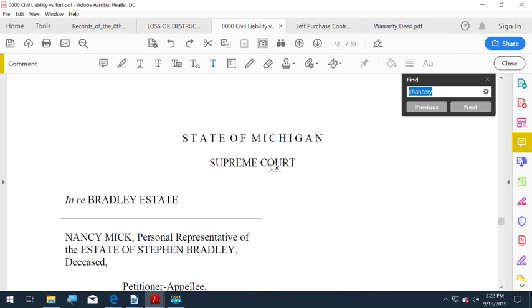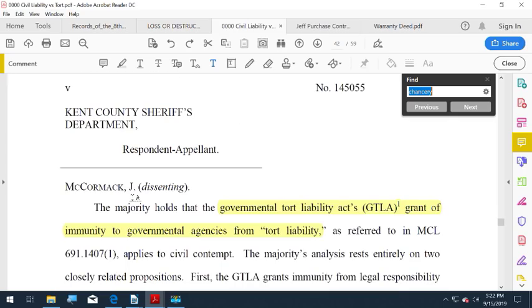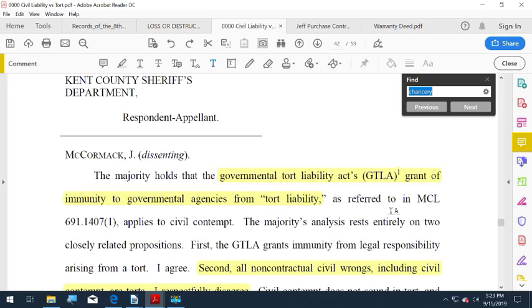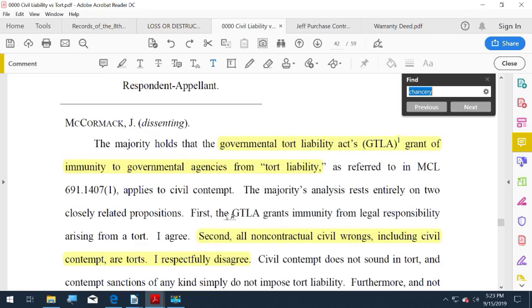And so I had this section here from the State of Michigan Supreme Court, the dissenting judge, that said the majority holds that the Government Tort Liability Act's grant of immunity to governmental agencies from tort liability applies to civil contempt. So the court said that civil contempt is considered a tort. And under this Government Tort Liability Act, that's where they get their sovereign immunity. So first, it can't be a tort. You can't let it be called a tort. That would be the thing.